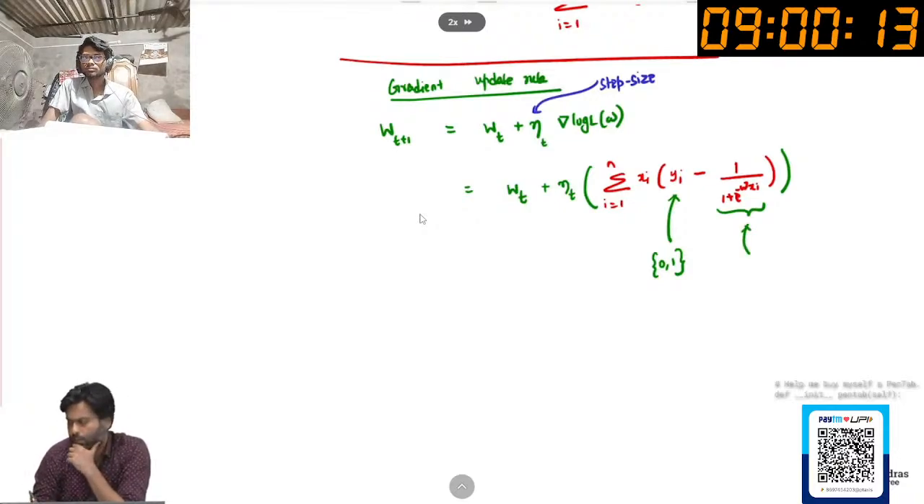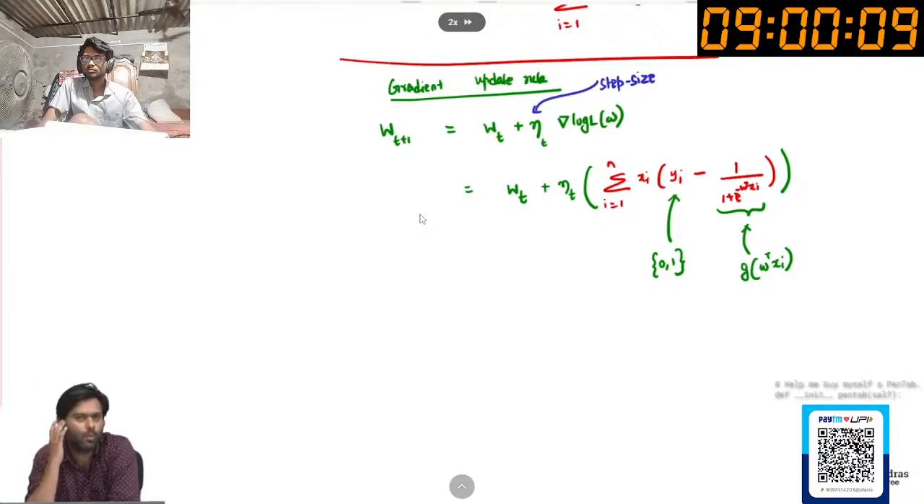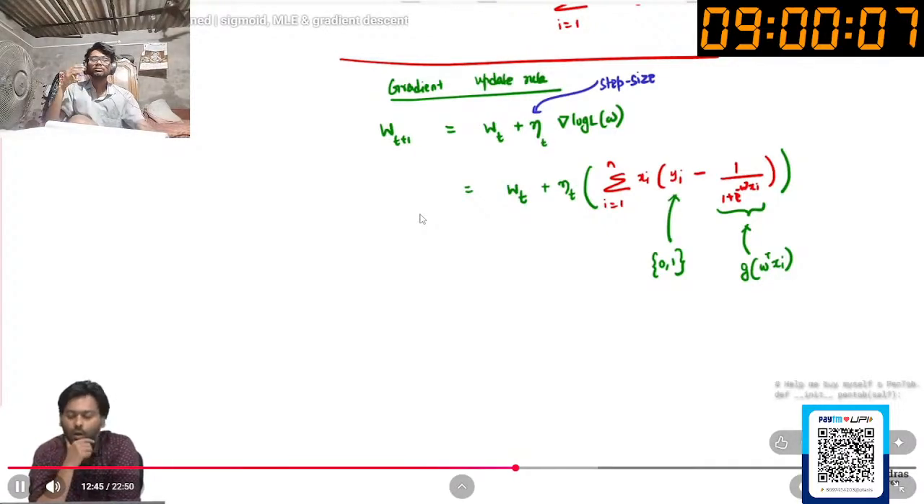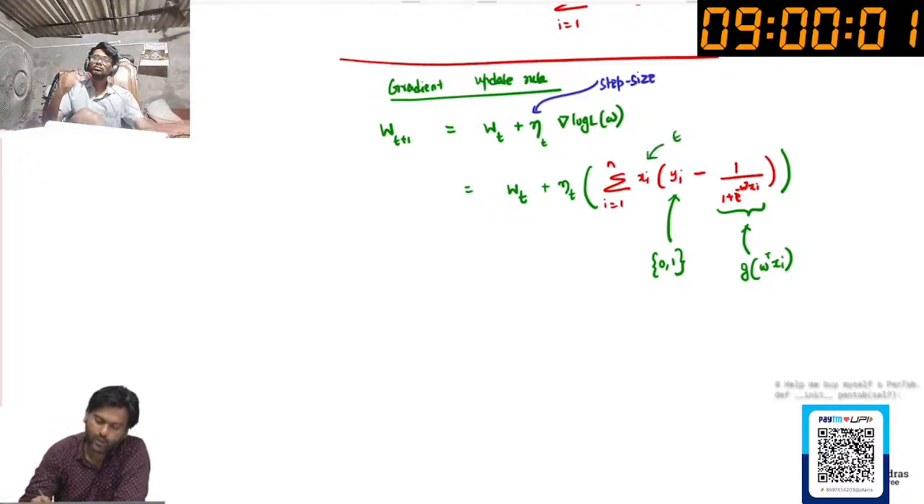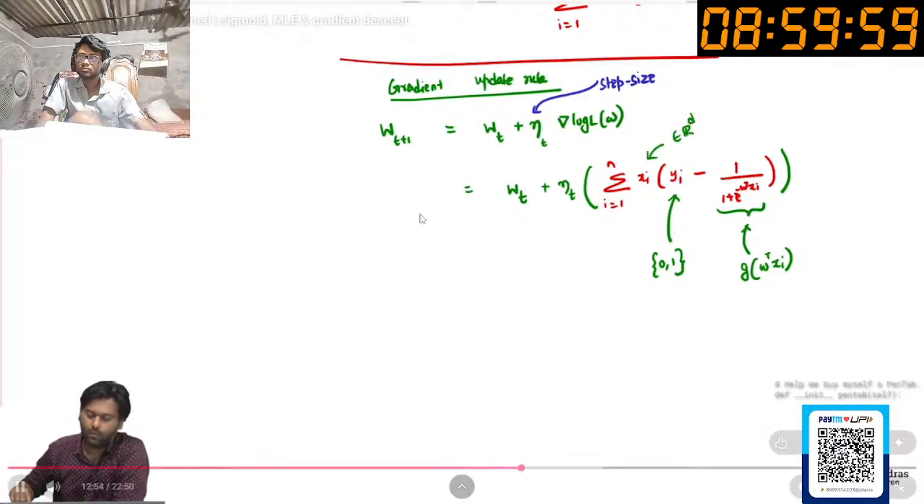Well, that is the probability, which is just g of w transpose xi. So this is just what we think is the probability that this point is 1. Now, what is the gradient then telling us? What is xi? Xi is of course points in d dimension. What is the gradient telling us?